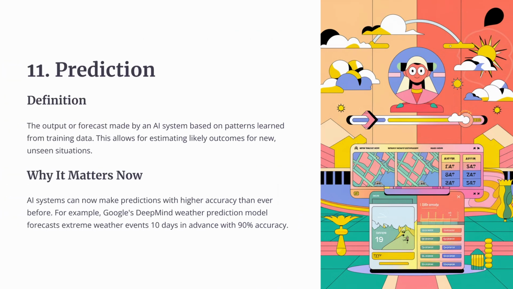Prediction is the output or forecast made by an AI system based on patterns learned from training data, estimating likely outcomes for new, unseen situations. Think of AI prediction like a weather forecaster who's studied weather patterns for decades. But imagine this forecaster can analyze millions of patterns instantly. That's what makes Google's DeepMind achievement so incredible. It's now warning us about dangerous weather events before they happen, potentially saving countless lives. It's like having a superpowered crystal ball that actually works.